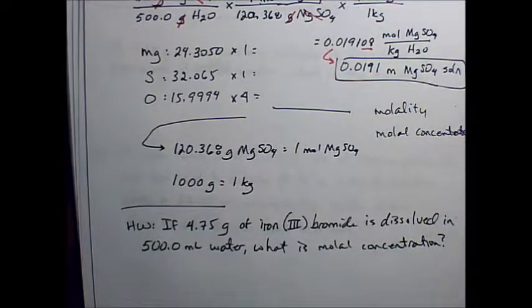If 4.75 grams of iron 3 bromide is dissolved in 500 milliliters of water, what is the molal concentration? I know the handwriting's a little sloppy. I was in a hurry because we're running out of time too.